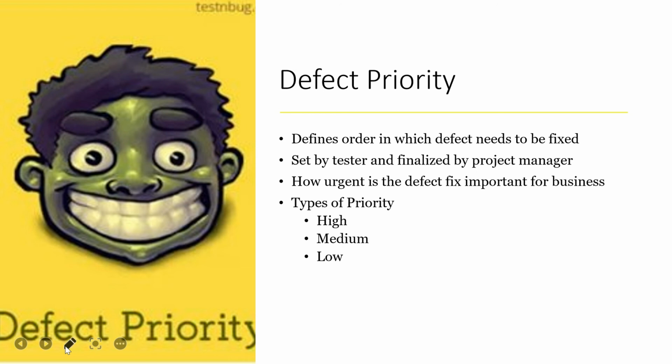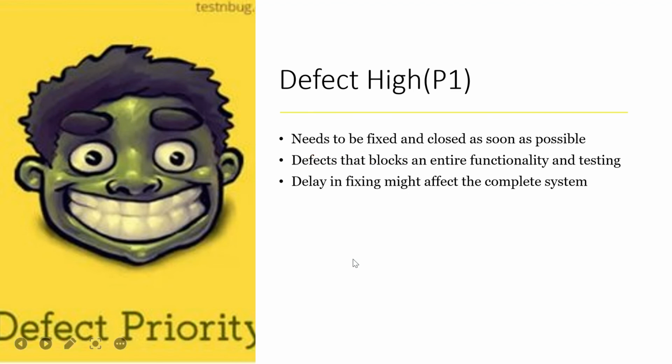I'll change this: set by tester or developer. And how urgent is the defect fix for the business? Based on this only, the priority will be set. So the types of priority will be high, medium, and low. We have just three types of priority. Defects with high priority, or P1 defects, are the ones the developers mark as needing to be fixed and closed as soon as possible.